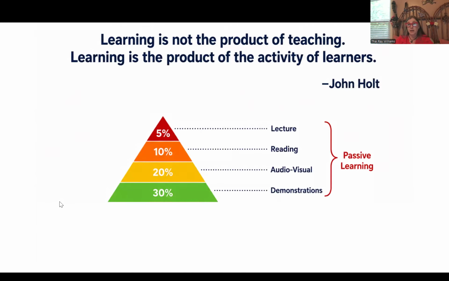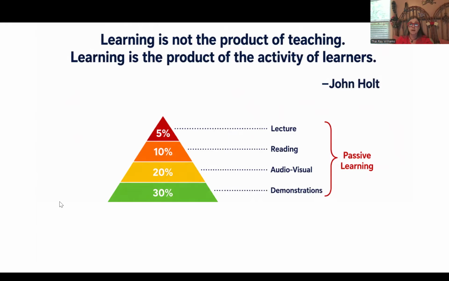So when we're thinking about our students and how we teach them and what they learn, we want to look at what it looks like if students are engaged in what's called passive learning. And that would be things like lectures, when you're reading something, an audio visual type of thing like a movie, or demonstrations. So when a student receives a lecture, they typically retain about 5% of what you've taught. That's why throughout the videos I have you answer the questions. I'm having you engage with the content, because if I lecture, you can get about 5% of it.